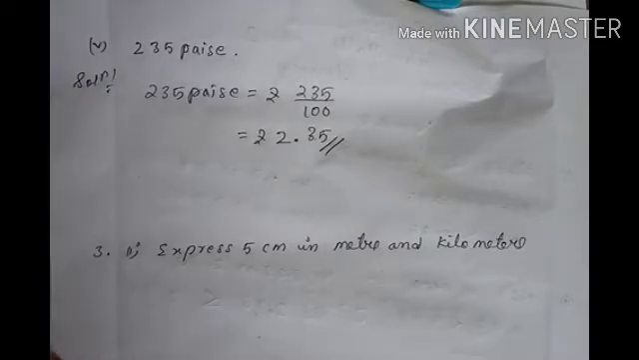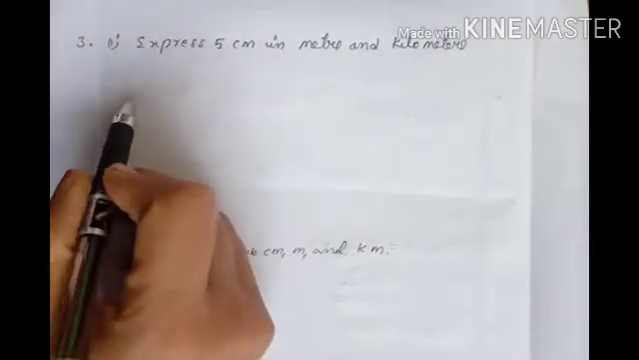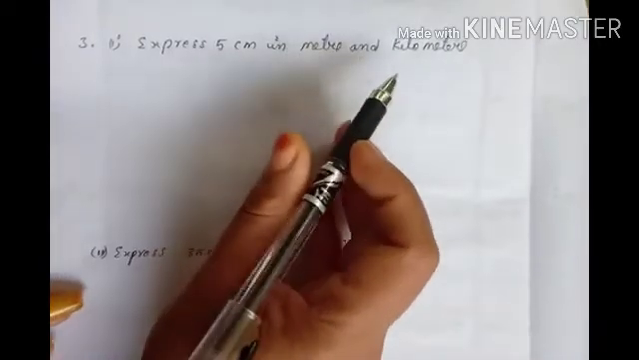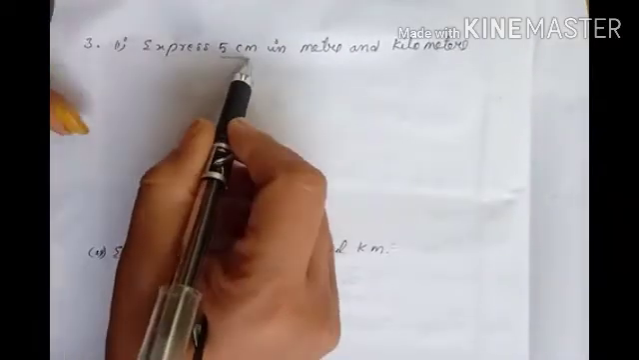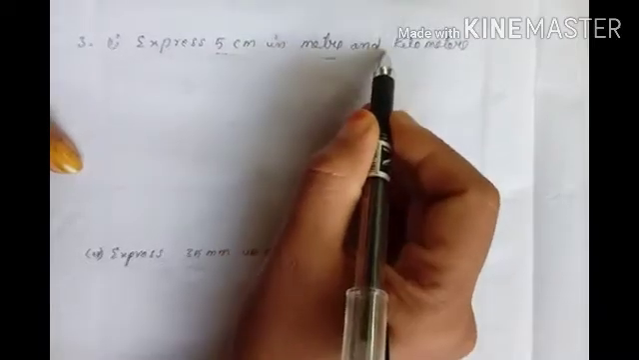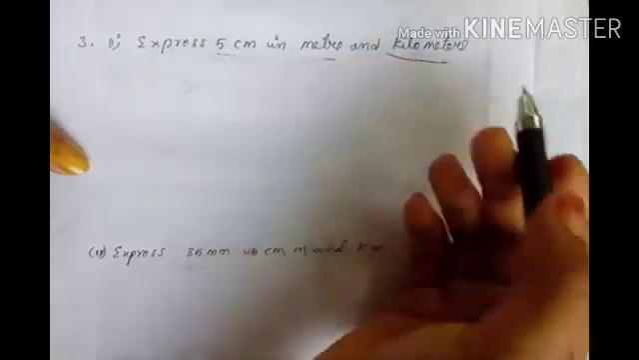Now come to the next question. Question number 3, part 1. Express centimeter in meter and kilometer. Means 5 centimeter, you have to express in terms of meter and then again kilometer. So we know the relation between centimeter and meter, isn't it?